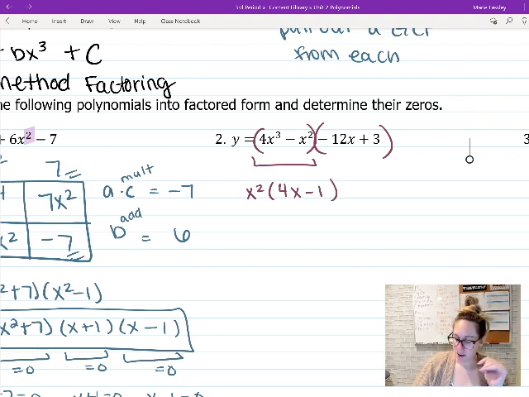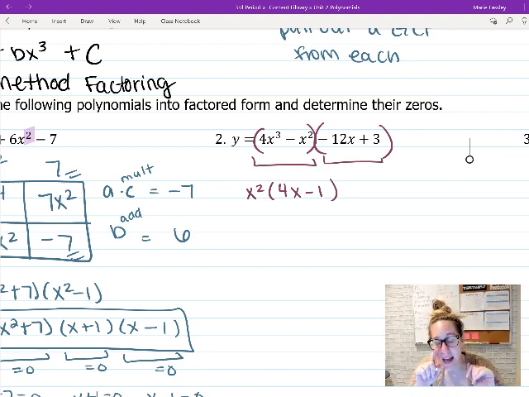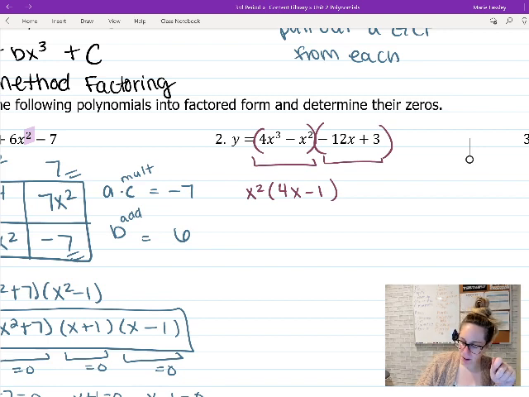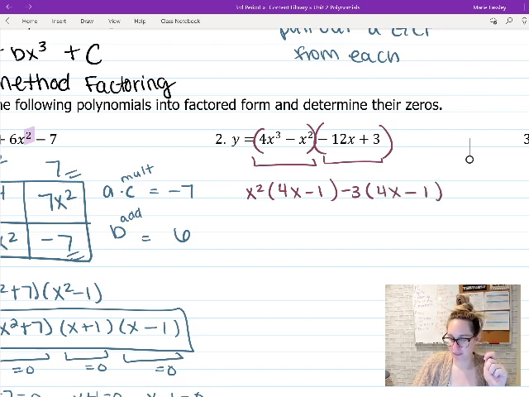Perfect. All right, now I go to my second grouping, and I see, okay, what can I pull out of this one? Now, I always want to pull a negative out if it's in front of that first number because I don't like the first number in my parentheses to be negative. So I'm going to pull out a negative, and I also can pull out 3. So I'm going to pull out a negative 3. That's going to leave me with positive 4x minus 1.